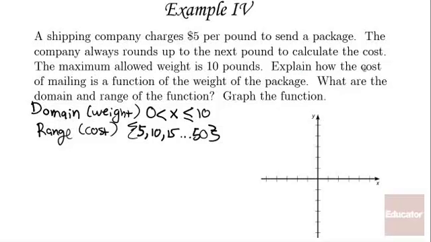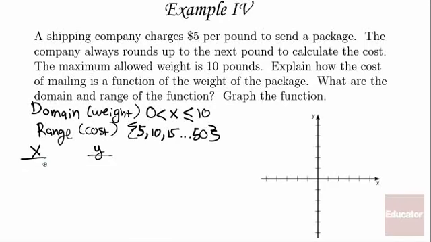Now explain how the cost of mailing is a function of the weight of the package. Well, the cost of mailing depends on the weight of the package. So if my x value is weight and my y is the cost, I have x as my independent variable and y as my dependent variable. And the cost of mailing is a function of, or is dependent on, the number of pounds, the weight.